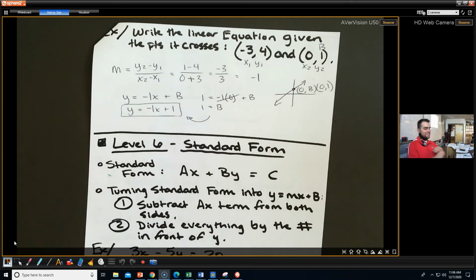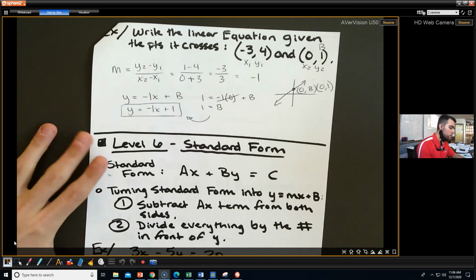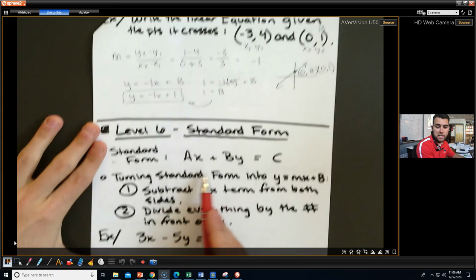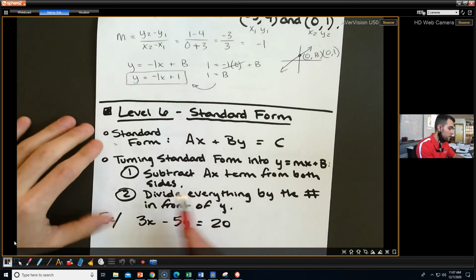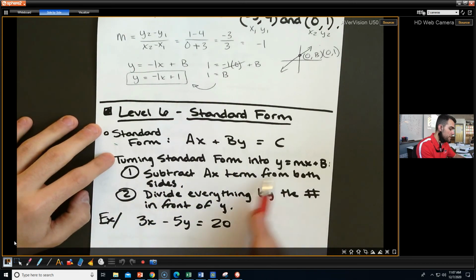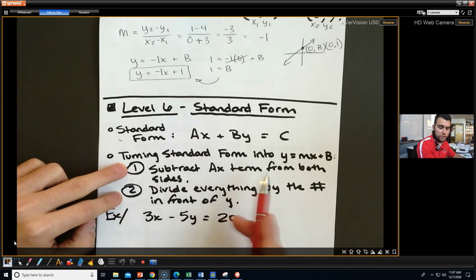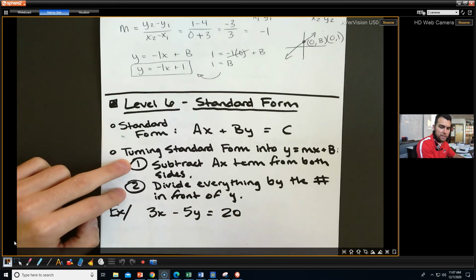And finally, that leaves us with level 6, which is standard form. Standard form, I don't really care about what you do with standard form, other than can you turn it back into y equals mx plus b form. You're given this ax plus by equals c. Turning your standard form into this takes 2 steps. First, subtract your ax term from both sides, and then divide everything by the number in front of y.